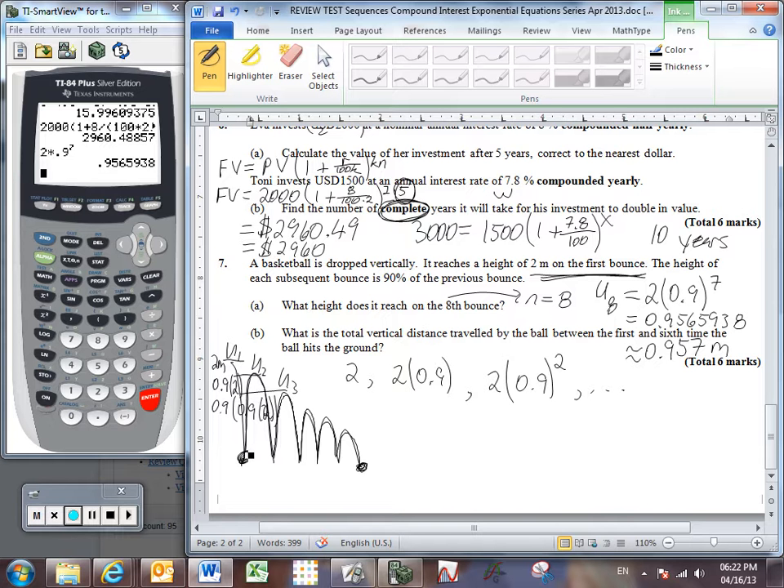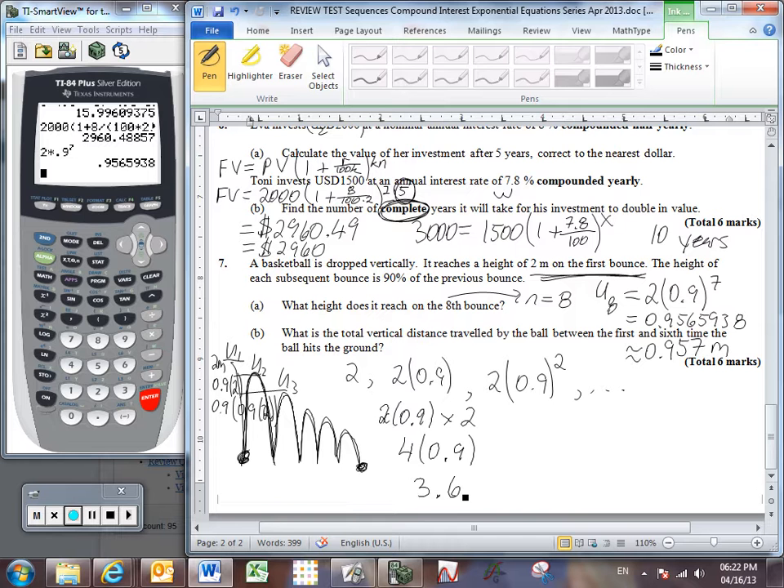Okay, so the first thing that we're adding, we've gone 0.9 times 2, or 2 times 0.9, on the way up, but then it had to come down as well. So let's multiply that by 2. So in fact, the total distance traveled as it went up and down from the first bounce to the second bounce is 4 times 0.9, which is equal to 3.6, right?